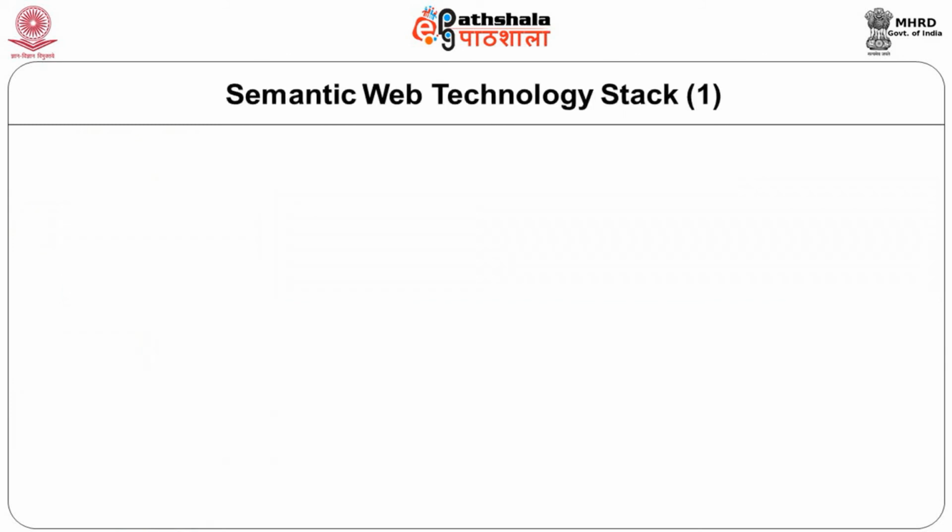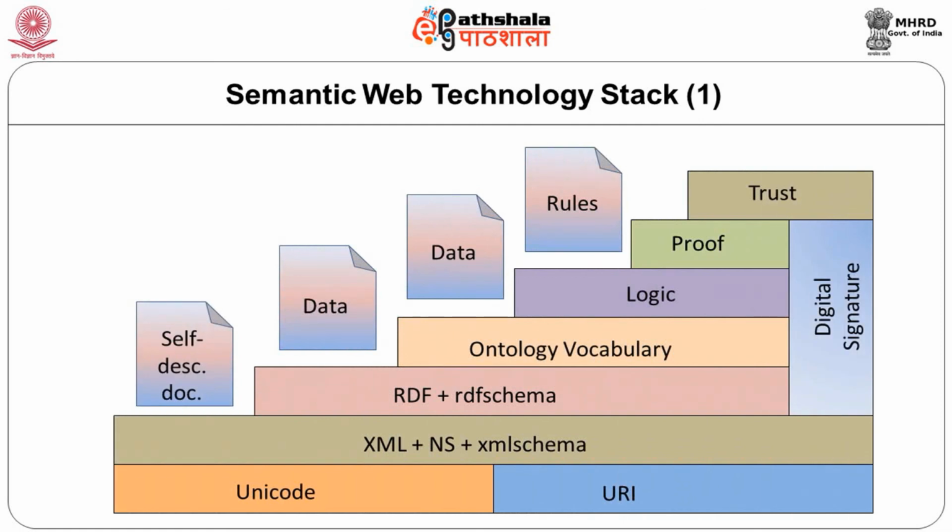In this slide, this is called the semantic web technology stack. This is also quite popular; people call it the semantic web layer cake. You can see that this is basically layers of technologies, starting from the existing ones like Unicode and URI, because we are already using these, even in what we call the syntactic web. Then we have XML, namespace, schema, then RDF schema, ontology, vocabulary, logic, proof, trust.